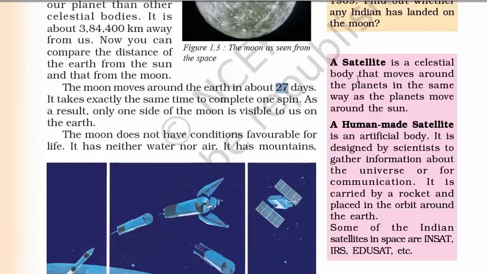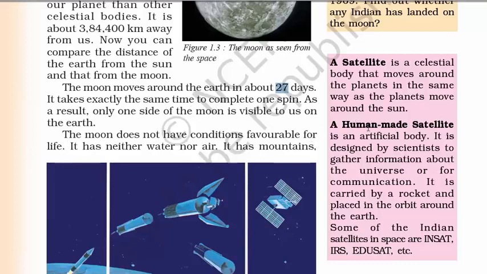A satellite is a celestial body that moves around the planets in the same way as the planets move around the Sun. This is important. Just like stars and planets, a satellite is also a celestial body because it imitates the way a planet moves. Satellites are of two types, natural and human made. Natural we just spoke about. The Moon is a natural satellite.